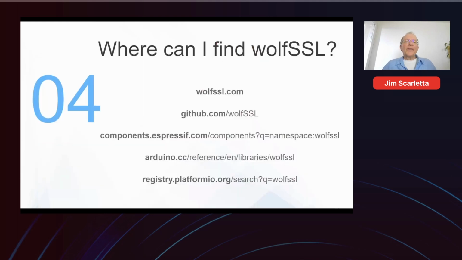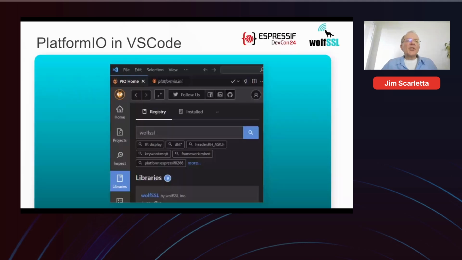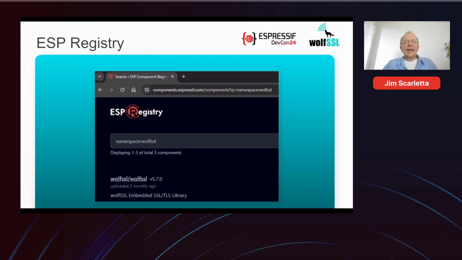So where can you find wolfSSL? Of course, wolfSSL.com, out on GitHub, wolfSSL. In the Espressif components directory, components.espressif.com. We have an Arduino library. We have examples for them in the IDE directory. For Arduino, getting started, you can just search for wolfSSL in the library. You can just go to the registry and search for wolfSSL. The ESP registry for managed components: you go out there and search for wolfSSL.